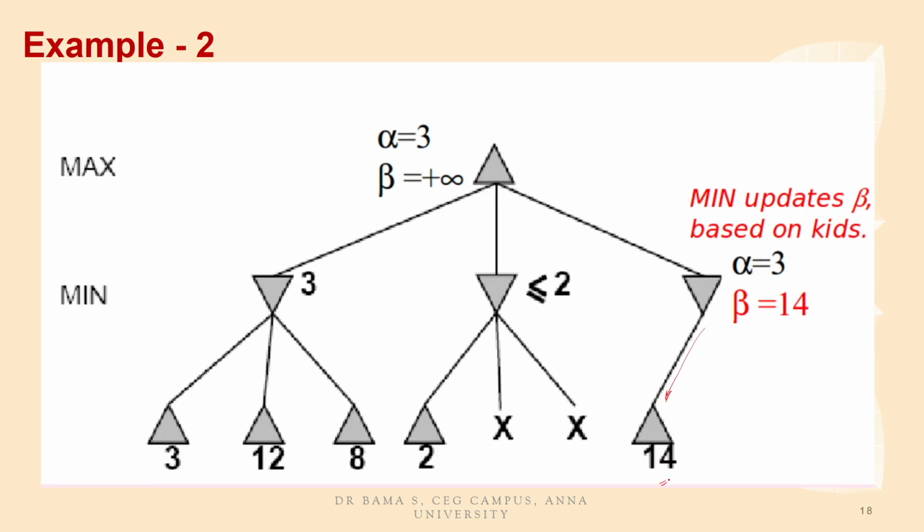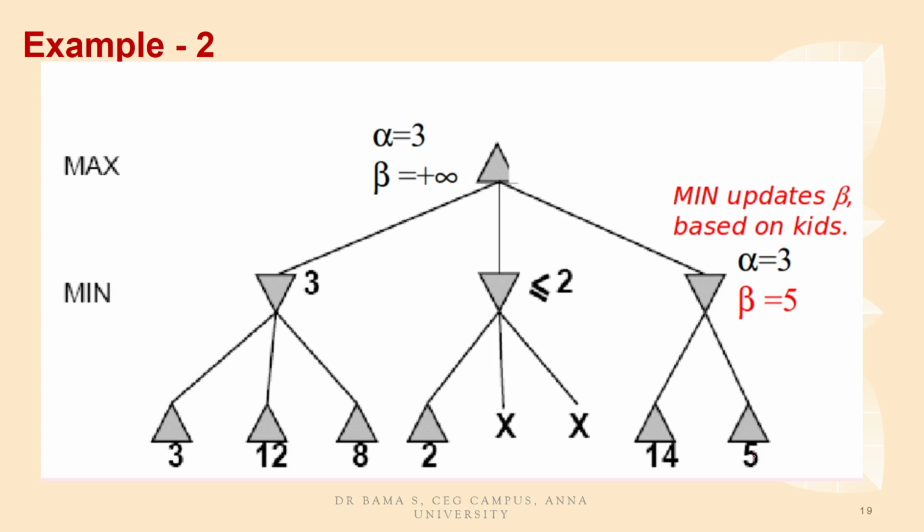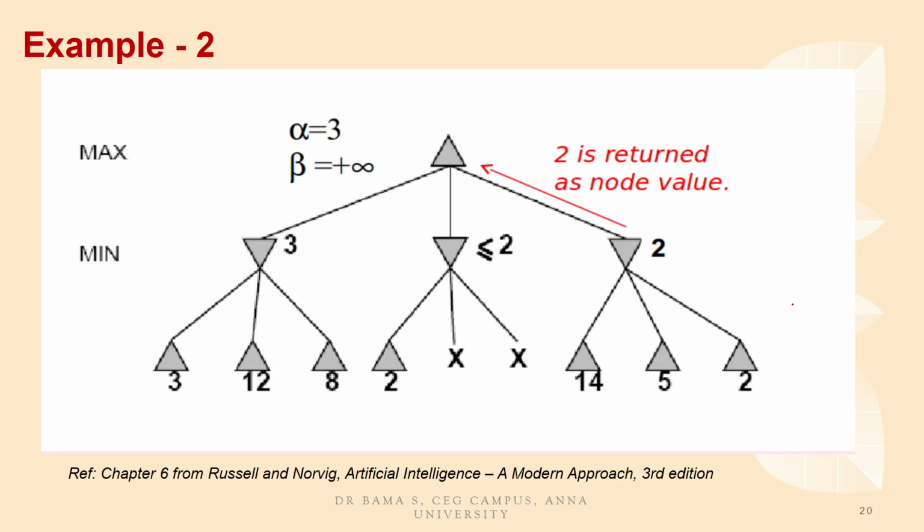again at this node the heuristic value it finds is 14. So now alpha is 3 and beta is 14, alpha is less than beta. So nothing will happen and it will get 5, and this beta will get updated, the minimum of 14 comma 5. So this will get updated, and then 2, and 2 will get updated here, because the minimum of 14, 5 and 2 is 2. So this 2 will get updated and it is returned back to that value.